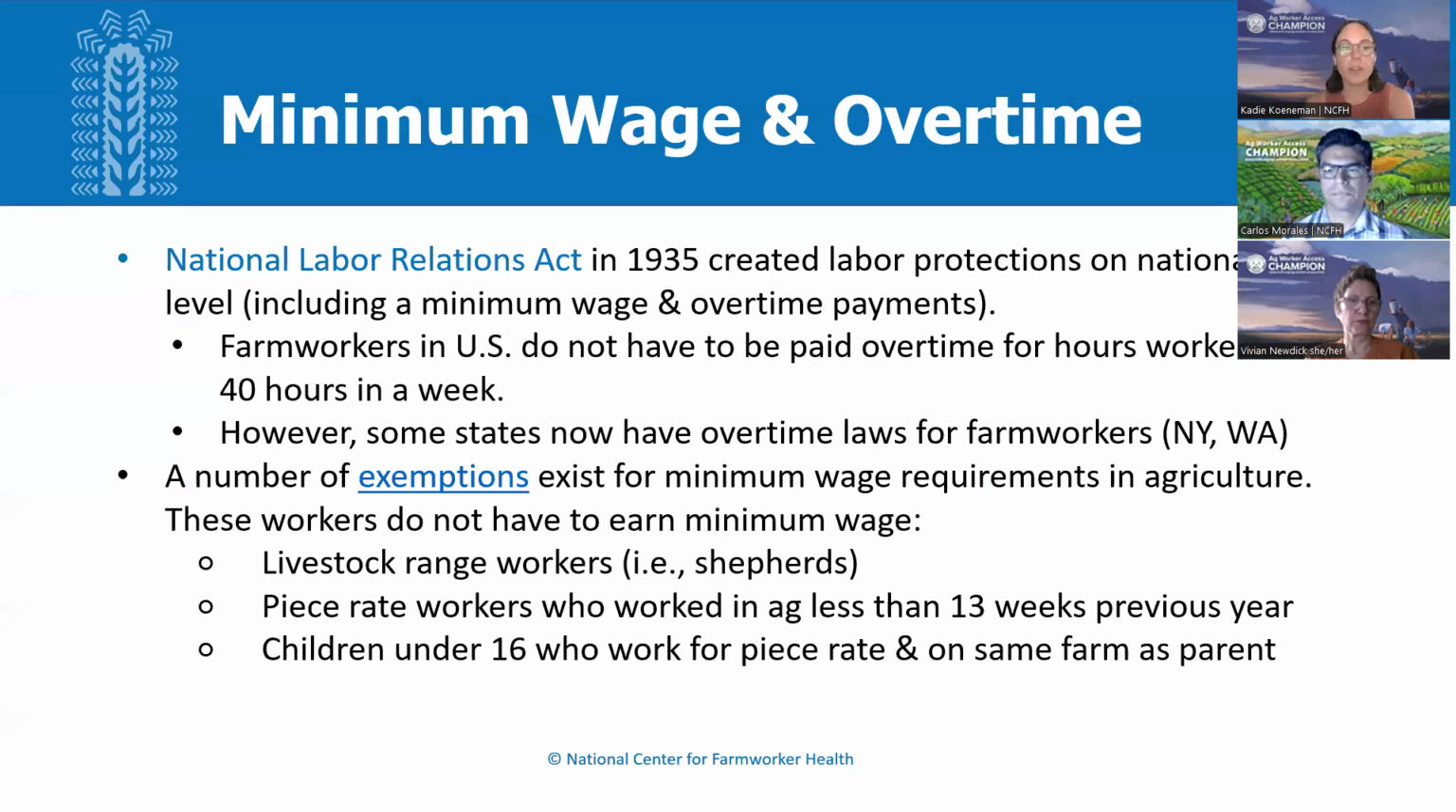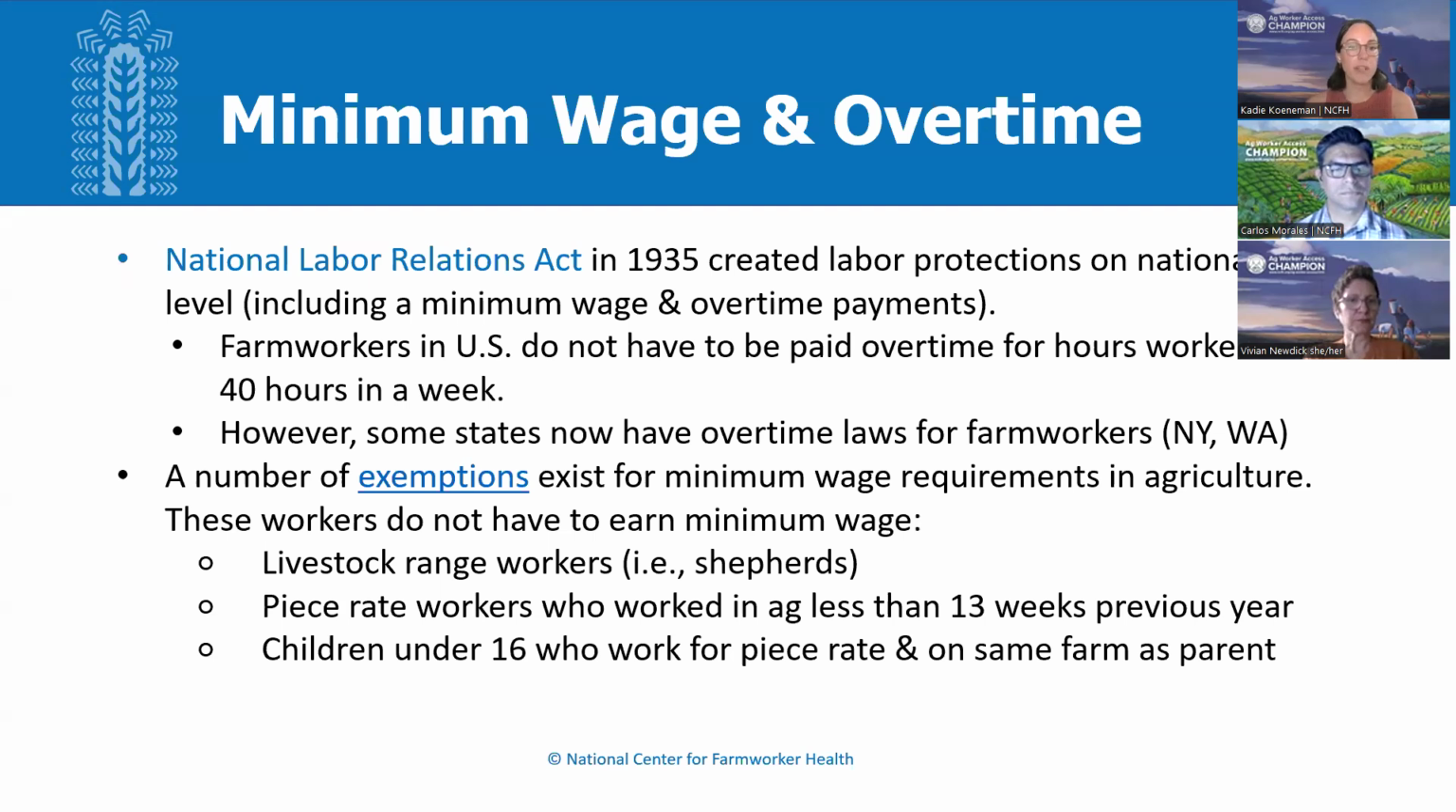So on this slide, we're looking at minimum wage and overtime. The National Labor Relations Act in 1935 created labor protections on a national level for minimum wage and overtime. Unfortunately, farm workers in the US were not included in this and do not have to be paid overtime for hours worked over 40 hours in a week. There are a few exceptions in some states that have really taken a stance to protect their farm workers, such as New York and Washington. They now have overtime laws in place for farm workers.